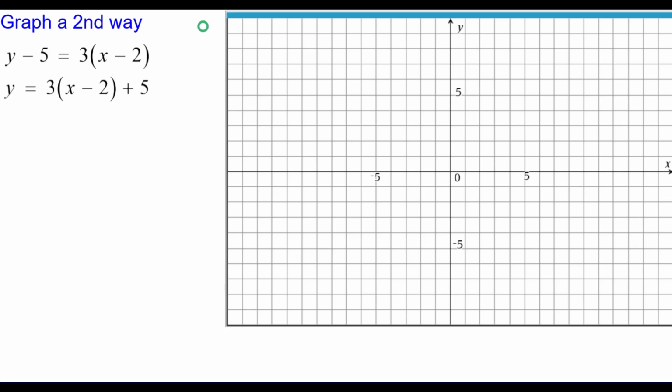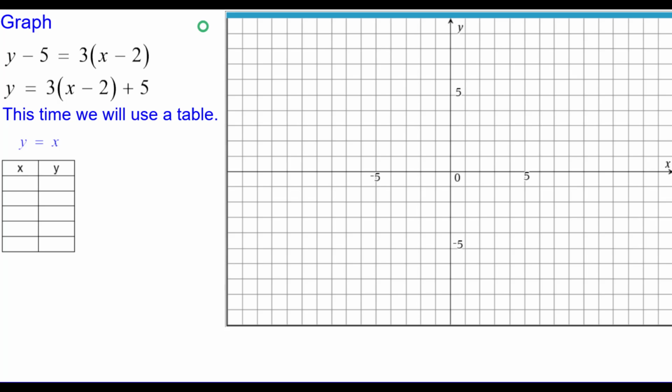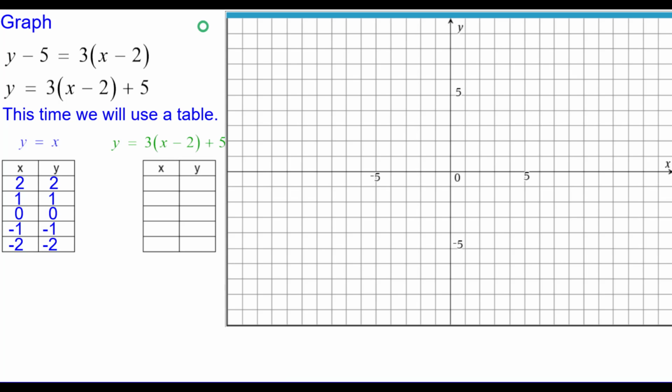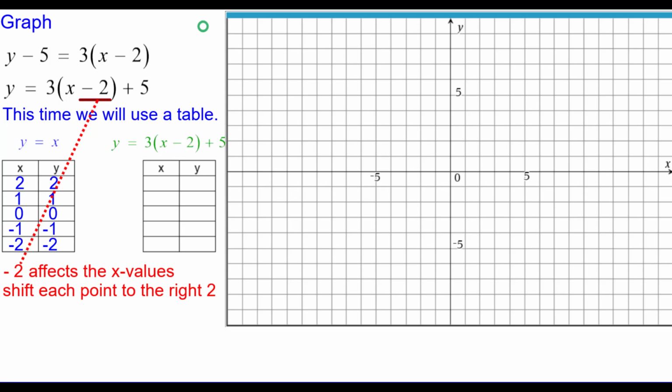A second way, this time we could use a table, and so we'll start off with y equals x and populate that with 5 points close to the origin. Again, looking at the parameters, the minus 2 is the only one that affects the x values. This shifts each point to the right 2 units, so that means we have to add 2 to each x value. So that's what we're going to do. So 2 plus 2 is 4, 1 plus 2 is 3, and so on.